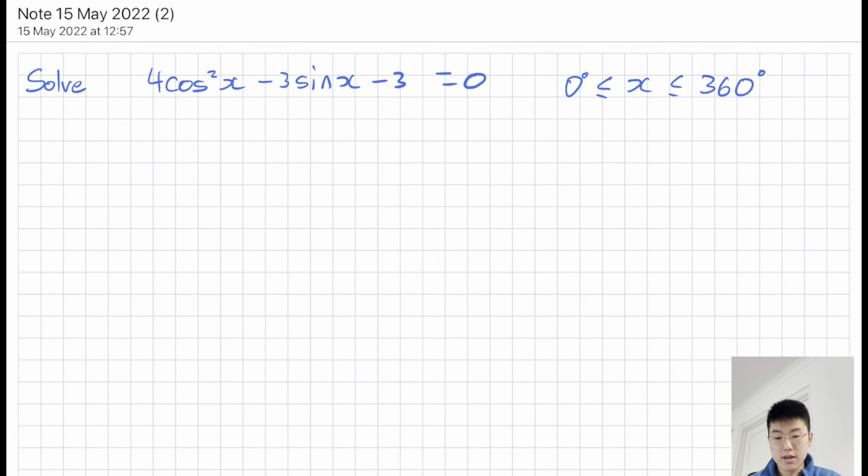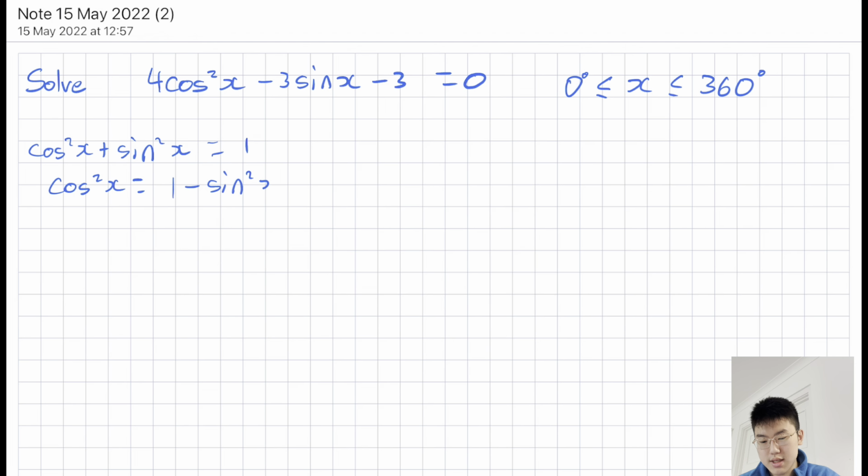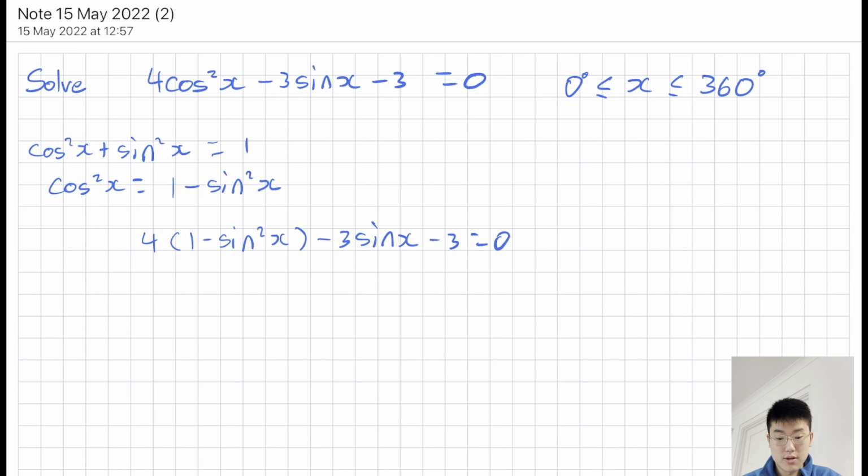And one identity that we can use in the log tables is cosine squared x plus sine squared x is equal to 1, right? Because now we can say that cosine squared x is equal to 1 minus sine squared x. Now we can take the 1 minus sine squared x and replace it for cosine squared x in the equation here. So if we do that, we'll end up with 4 by 1 minus sine squared x minus 3 sine x minus 3 is equal to 0. So now we've gotten rid of the cosines and we have an equation all in terms of sine.